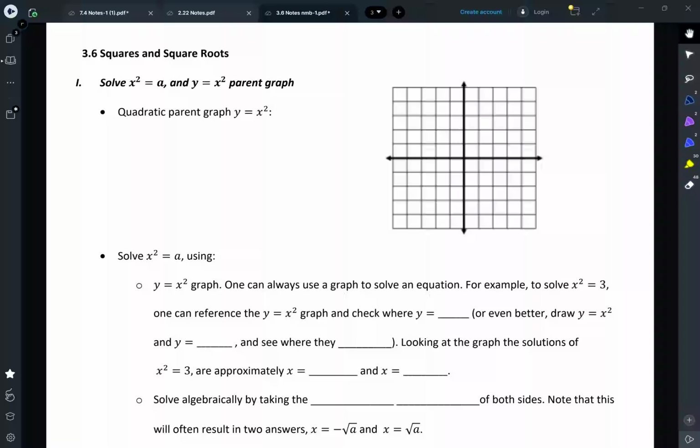Hello class, these are our notes for sections 3-6, squares and square roots. This is Algebra 2. So first we're going to look at solving x squared equals a, which means we have y equals x squared parent graph, and that is the quadratic.